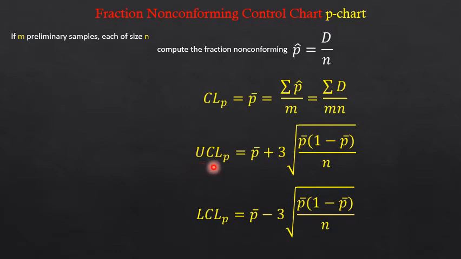After that, the upper control limit formula is this: p bar plus 3 under root p bar multiplied by 1 minus p bar, divided by n. Then the lower control limit is equal to p bar minus 3 under root p bar multiplied by 1 minus p bar, divided by n. We are going to use these formulas to draw the control chart.